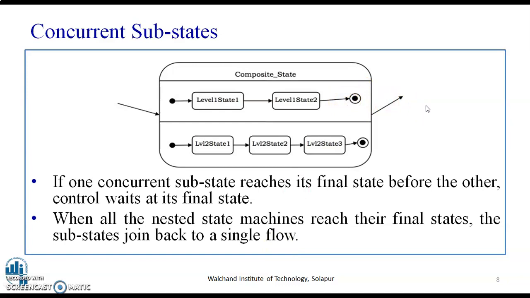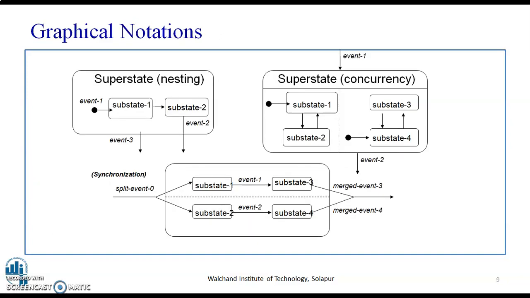No. When all the substates, the concurrent, the sequential, whatever is present within the composite state, once they stop and reach the final state, only then the control moves to the next main composite state. Now, these are the graphical notations that we have discussed. So, once again, I will repeat. This is a superstate wherein you have substate 1 and substate 2 nested inside the other.